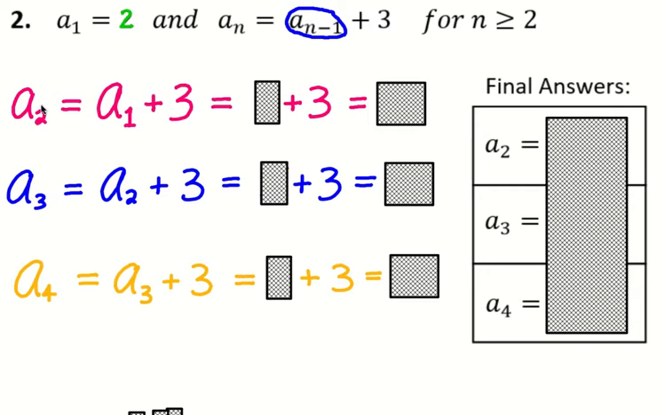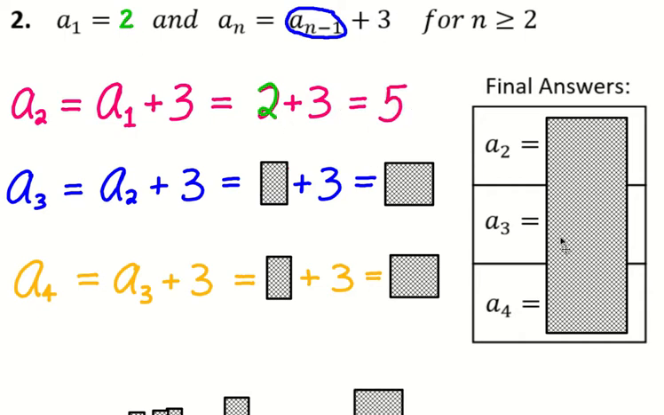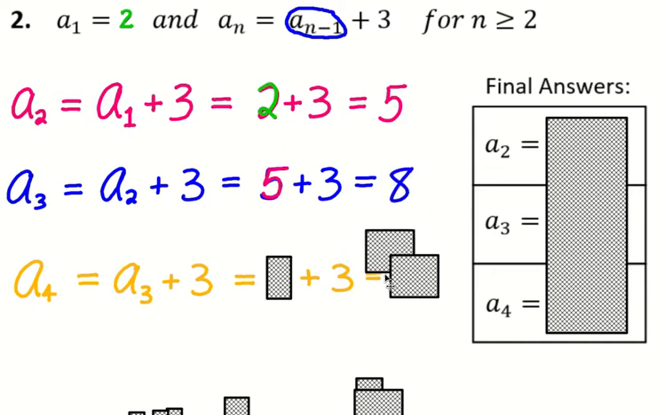So when you're finding the second term, you're going to plug in 2. And it's going to be the previous term plus 3. And in this case, it was a 2 plus 3 to be a 5. And now, when we go to find the next term, it makes it a 5 plus 3. You're going to plug in whatever the previous term was for that part of it, and get an 8.